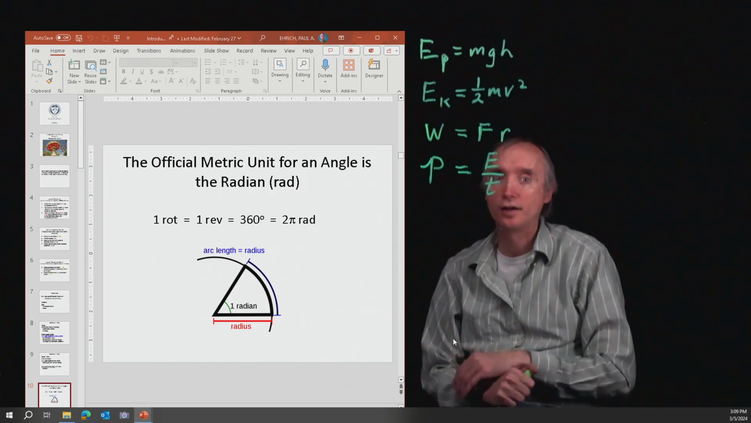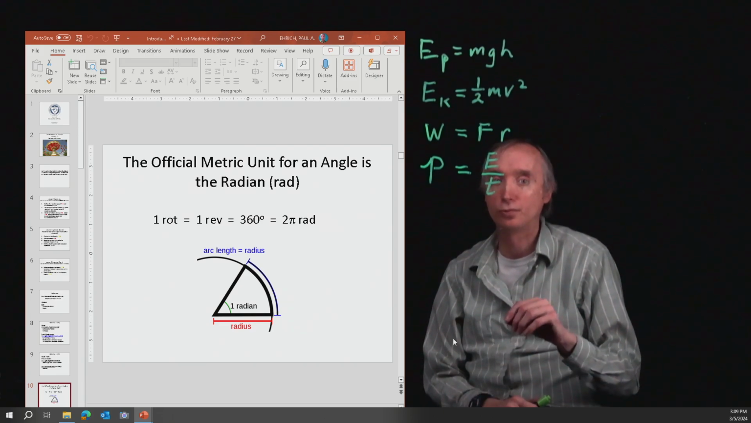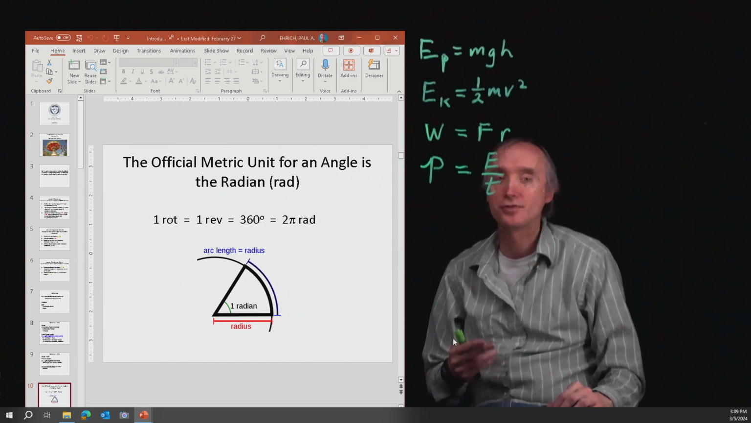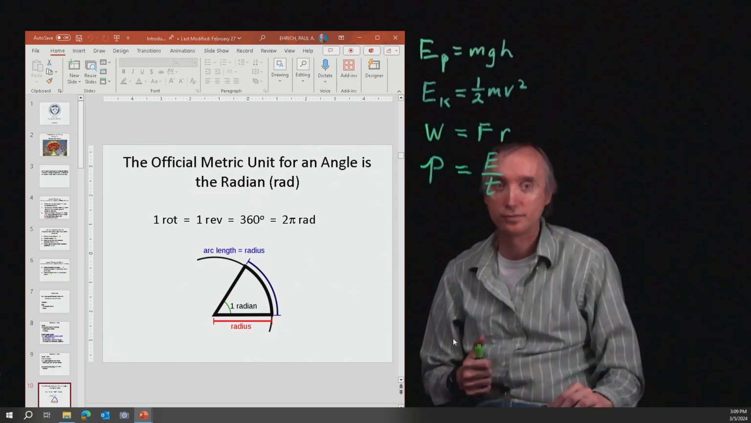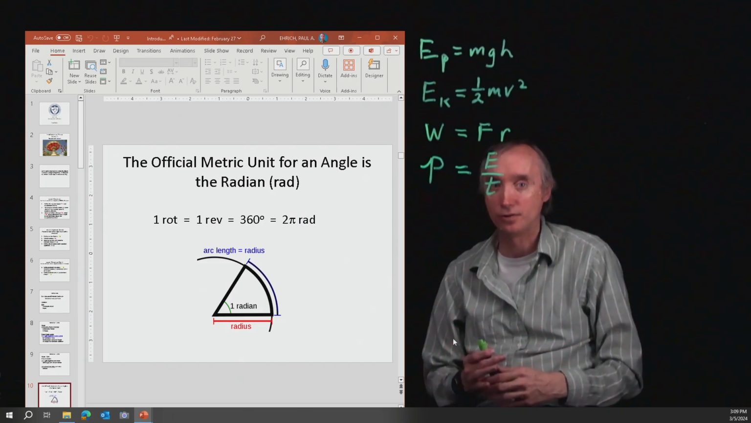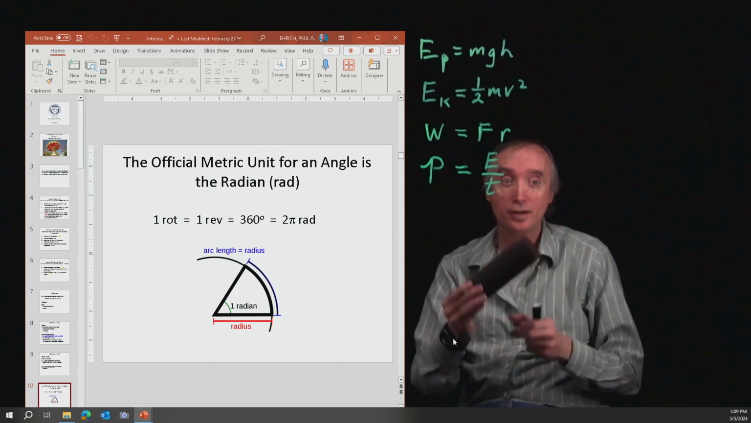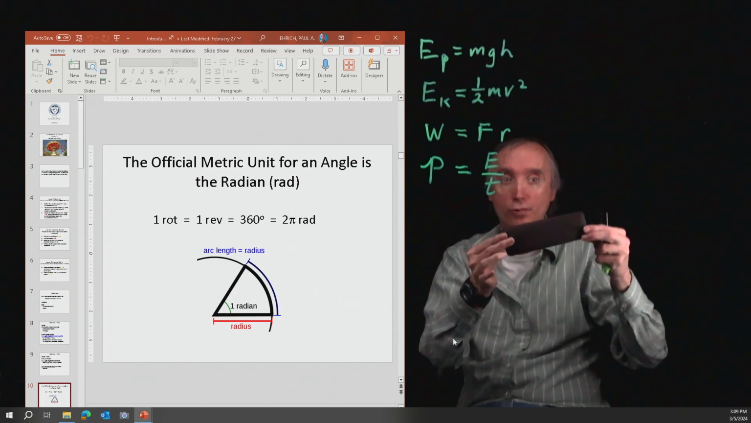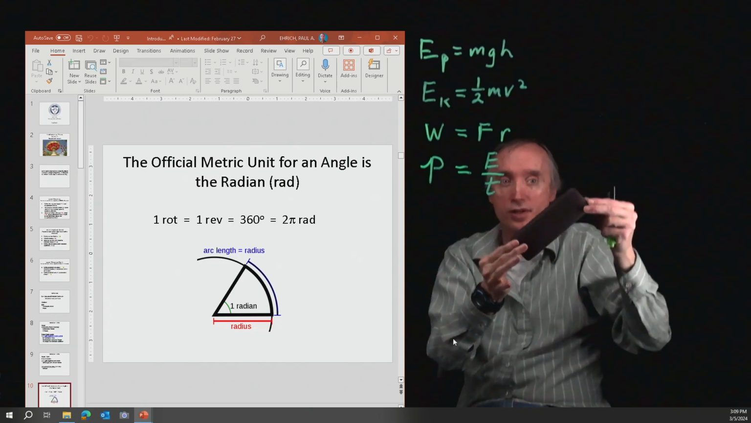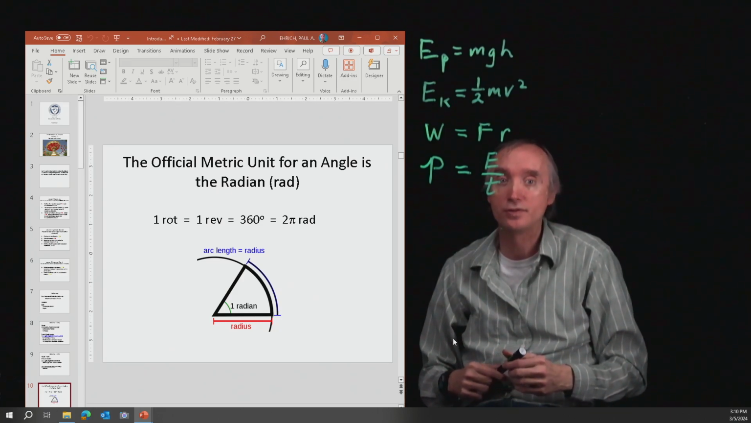Okay, I would like for you to know what a radian is, and I would like for you to be able to convert from rotations to revolutions to degrees to radians. All of these are different descriptions of angles. If you have an object and you're rotating it, it's rotating through an angle. And one unit for an angle is the rotation.